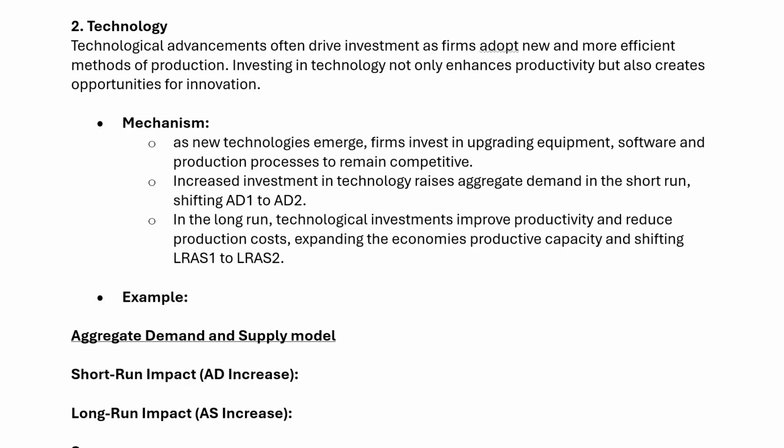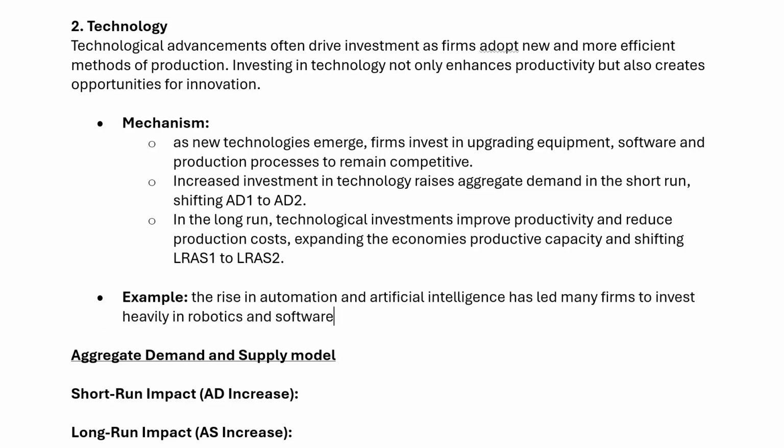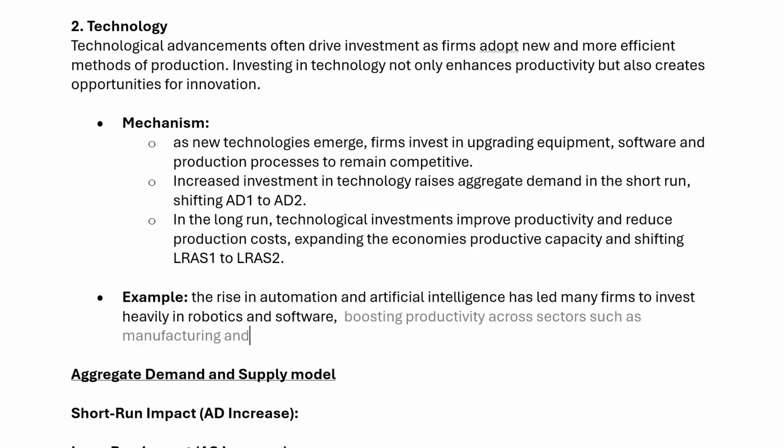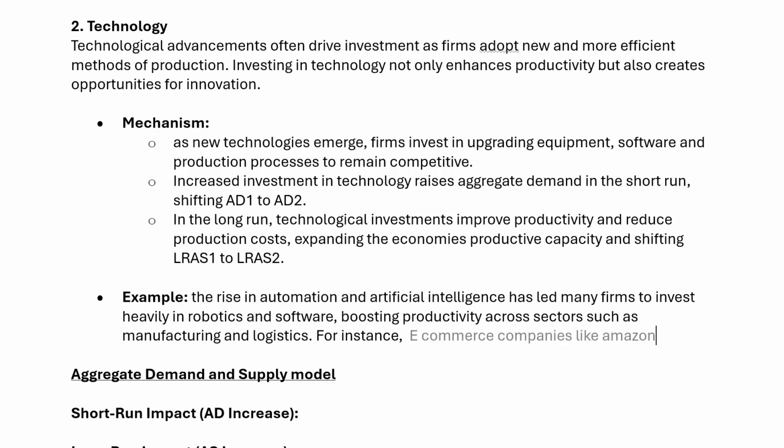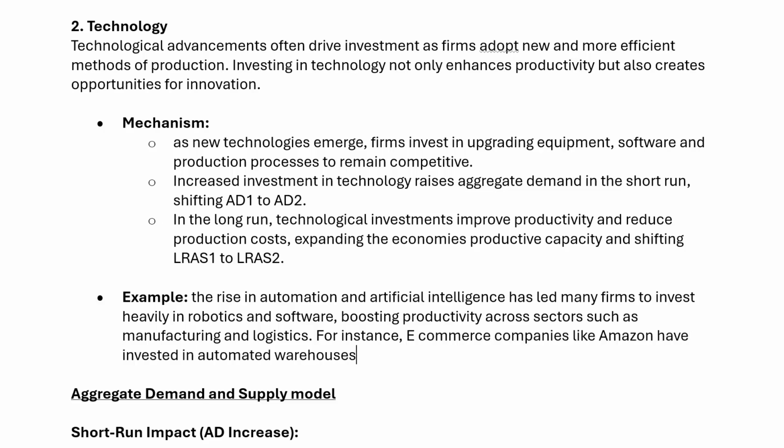For example, the rise in automation and artificial intelligence has led many firms to invest heavily in robotics and software, boosting productivity across sectors such as manufacturing and logistics. For instance, e-commerce companies like Amazon have invested in automated warehouses, contributing to GDP growth through increased efficiency.